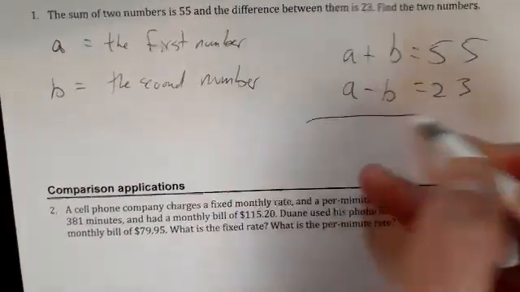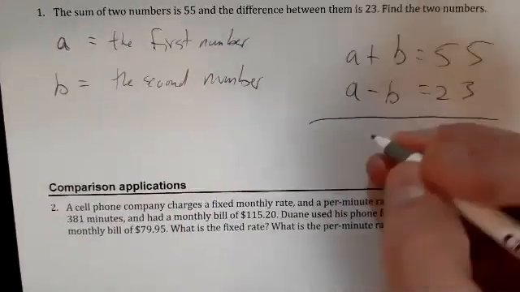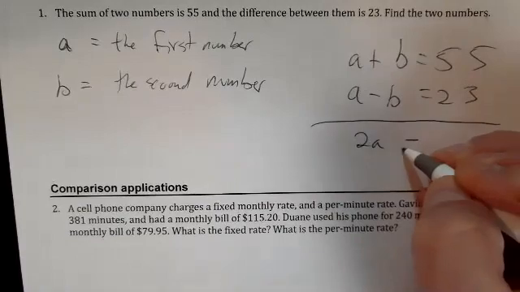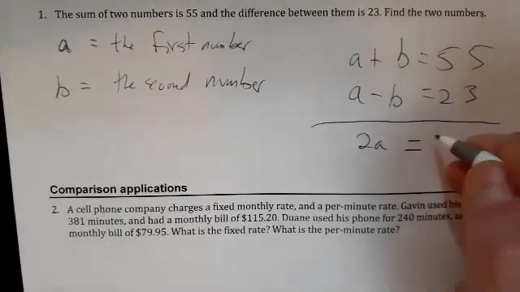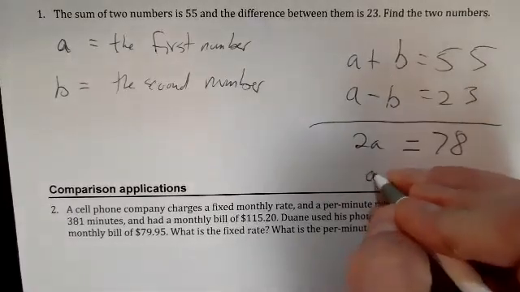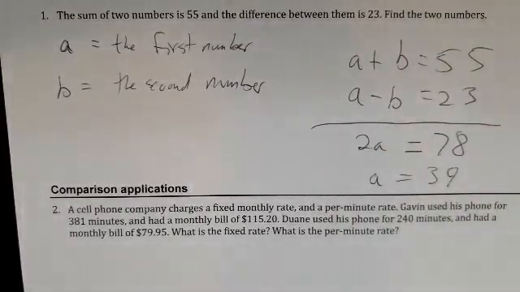If I add them straight down and try to do some elimination, they're pretty much set up to eliminate the b variable. So I'm looking at this: a plus a gives me 2a, b minus b, I have no more b's. I carry down my equal sign. 55 and 23 is 78. So if I divide 78 by 2, you get 39.